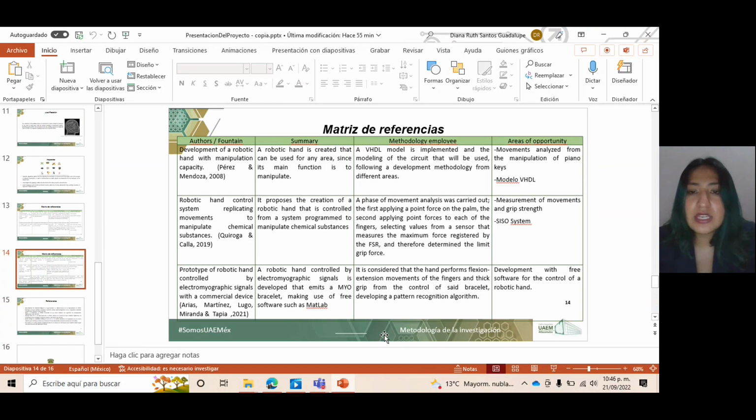In the methodology, first a movement analysis was carried out. The first applies a point force on the palm. The second applies point force to each of the fingers, selecting values from a sensor that measures the maximum force registered by the fingers, and therefore determines the delivered force.